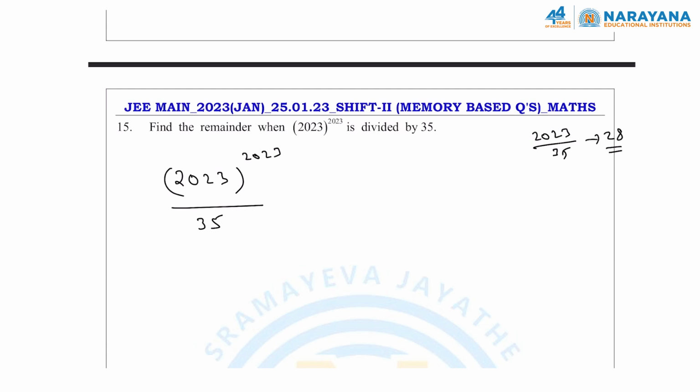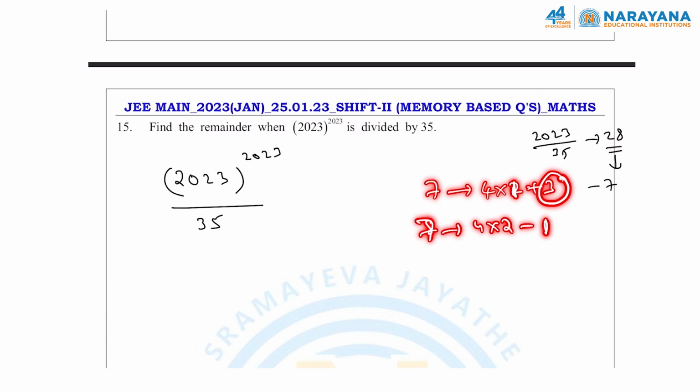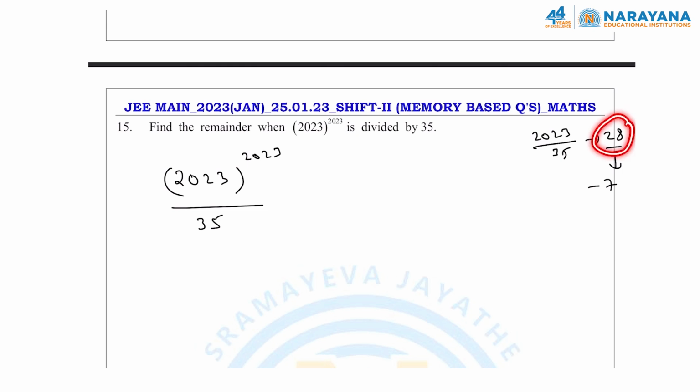So this is a positive remainder, but the same remainder I can take as minus 7 when I am talking about a negative remainder. Just like if I am dividing 7 with 4, the remainder will be 3. I can also express this as a negative remainder because 7 can be expressed as 4 into 1 plus 3, or we can also express 7 as 4 into 2 minus 1. So here the positive remainder is 3. If you want to write the remainder as a negative number, it will be minus 1. Similarly, here the positive remainder is 28, and the negative remainder will be minus 7. So I can write this as minus 7 whole power 2023 divided by 35.